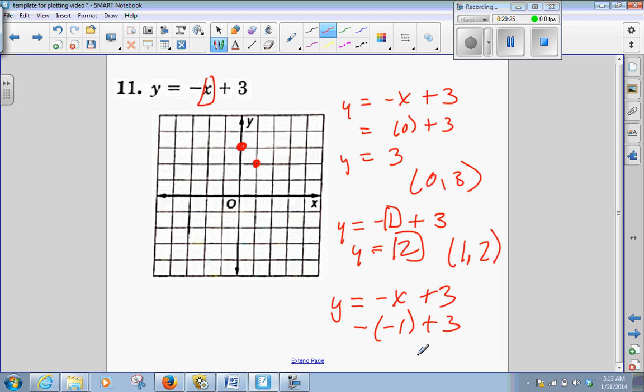Now, so it's really a negative, negative 1. So what happens when you put in a negative, negative 1? It actually becomes a 1. So it's really going to be 1 plus 3, which is going to be a 4. So if x is negative 1, my y is a 4. So I'm going to go over negative 1 and then up 1, 2, 3, 4. I know I probably did it right because it's in a straight line, and that is actually what it's supposed to look like.